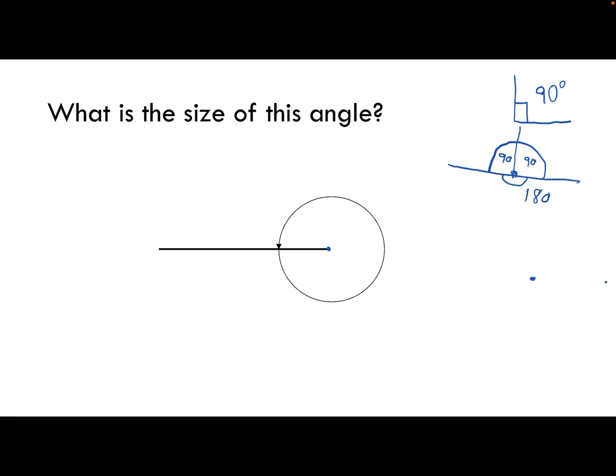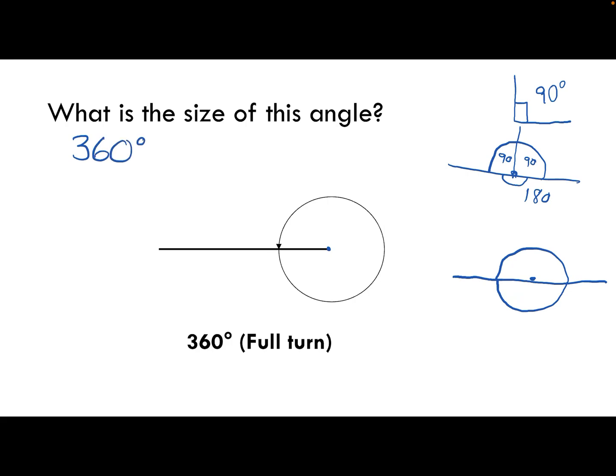But if we think about our angles around a point, we've got our 180 and we've got another 180. So it's 180 and 180, 360. And we know that as a full turn. You might see in videos they might do a 360, and that means it's a full turn.